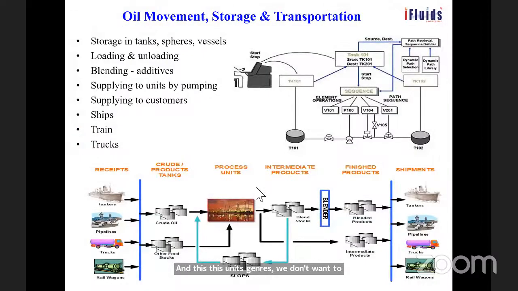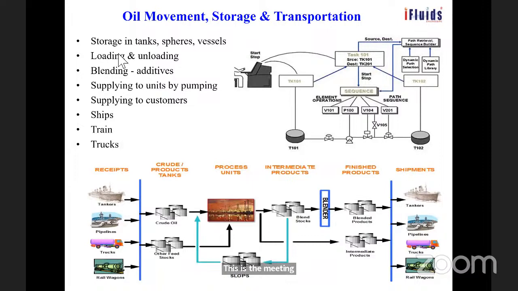Now we are moving to oil movement and storage transportation. Whatever the product comes and crude comes, it has to go through this particular unit. Here there is no process per se, but they store it and distribute. They store it and send to the process units, or from the process units they receive the product and distribute to the consumers. This is the main thing.